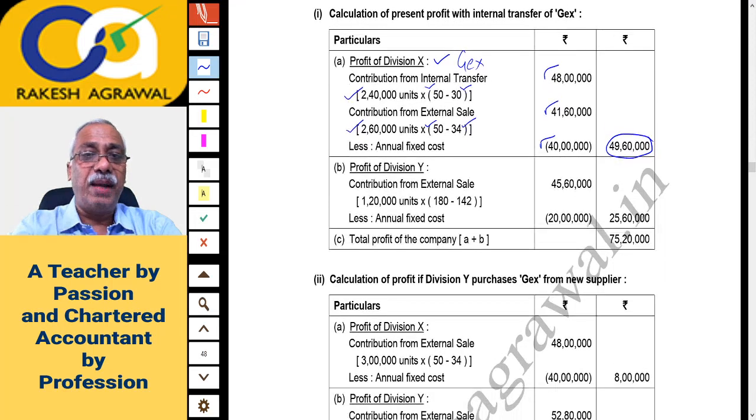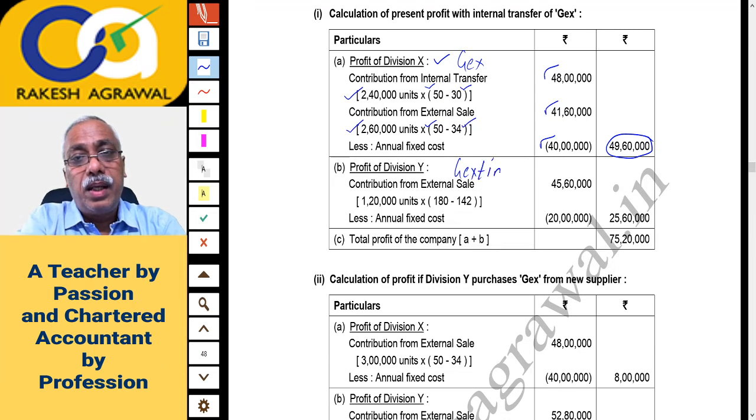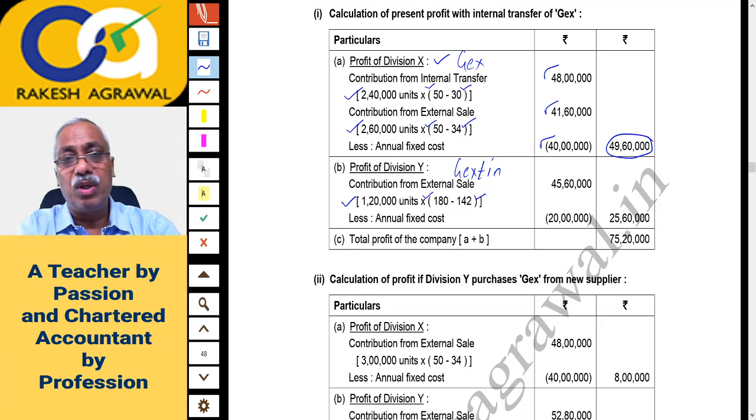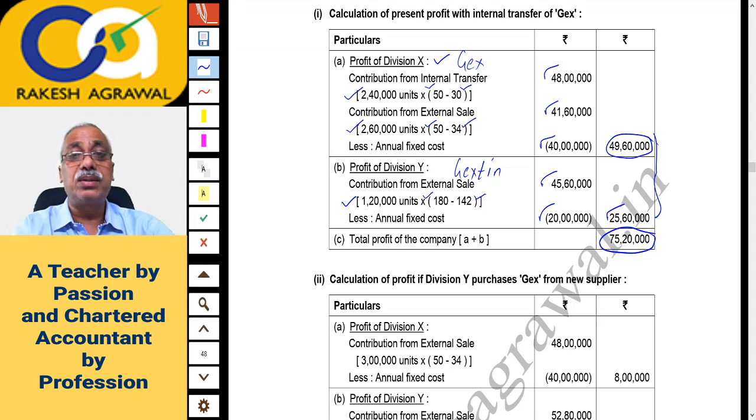Similarly for division Y. Division Y sells Jexting. Externally, it will sell 1,20,000 units at 180 rupees sales price. 142 is the variable cost which we calculated above. So the difference, contribution, into number of units, this is your total contribution minus annual fixed cost, and this is your profit. And if you take the total of these two profits, you will get the total profit earned by the company, 75,20,000 as a whole.